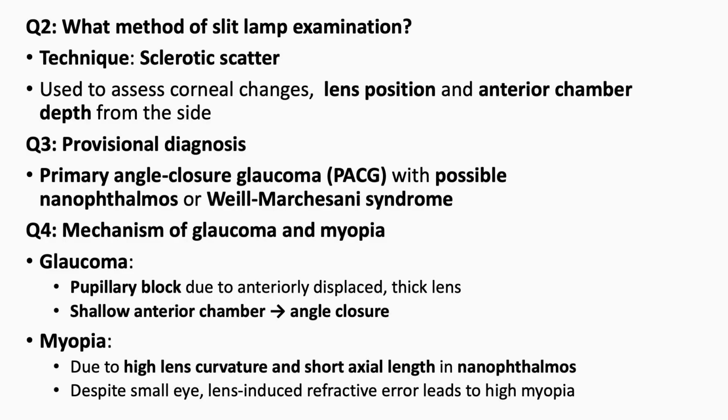What is the mechanism of glaucoma for this patient? The thick, anteriorly displaced lens creates pupillary block. Aqueous cannot flow from the posterior to the anterior chamber. The pressure behind the iris will keep building and cause forward bowing of the iris. This will block the trabecular meshwork and cause angle closure glaucoma. The mechanism for myopia in this case is that the lens has a very high curvature, which leads to lenticular myopia.